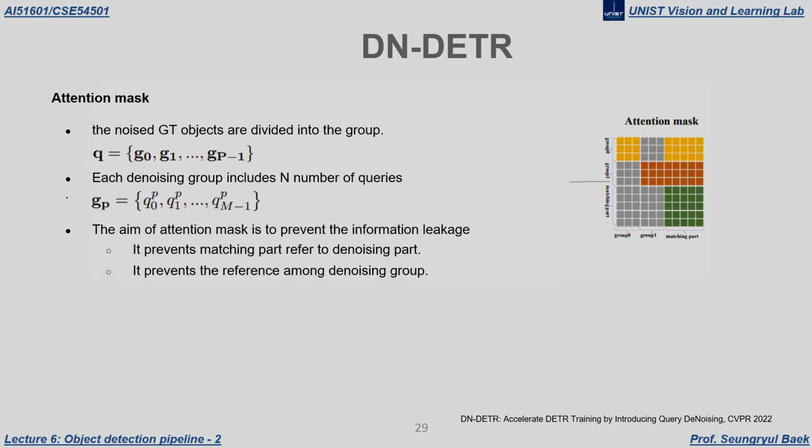Actually, there can be P denoising groups, and in each denoising group, it has m number of queries, okay? Actually, m coincides with the number of ground truths, okay? So it prevents the matching part from referring to the denoising part. It prevents the reference among denoising groups, okay?